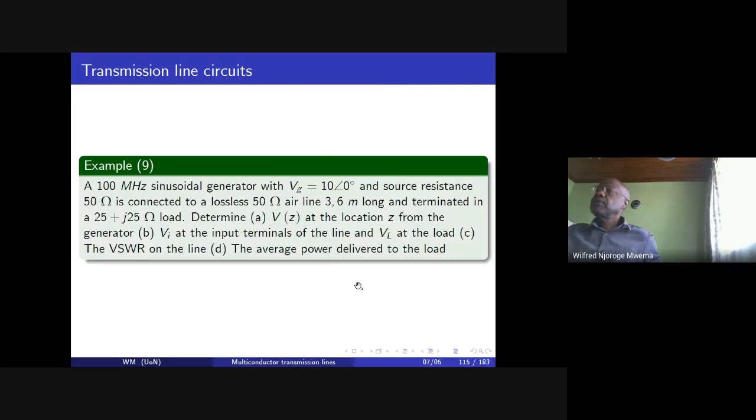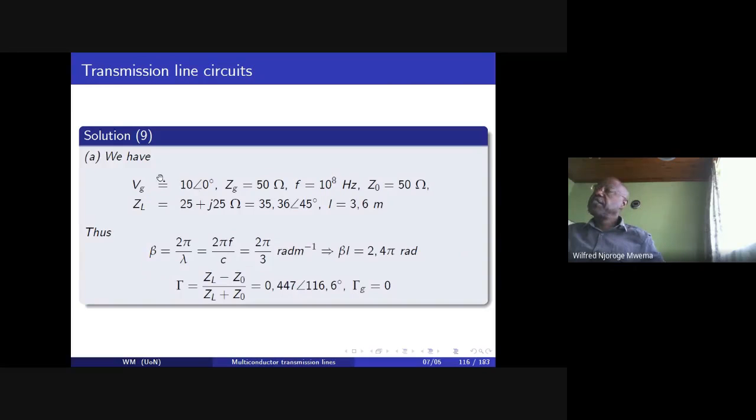Okay, so we have that Vg is equal to 10 volts at angle 0. Zg is 50 ohms. The frequency is 10^8 hertz, and Z0 is 50 ohms. Zl is 25 + j25 ohms, and we can always convert this into the polar form, magnitude and angle, and we get 35.36 at an angle of 45 degrees. And the length of the line is 3.6 meters.